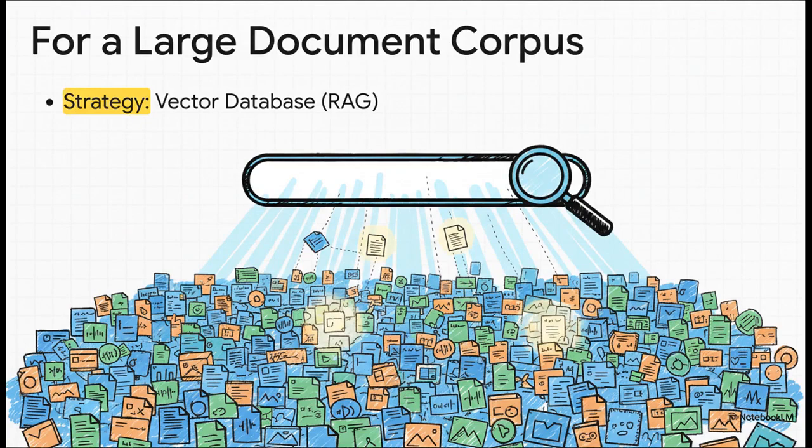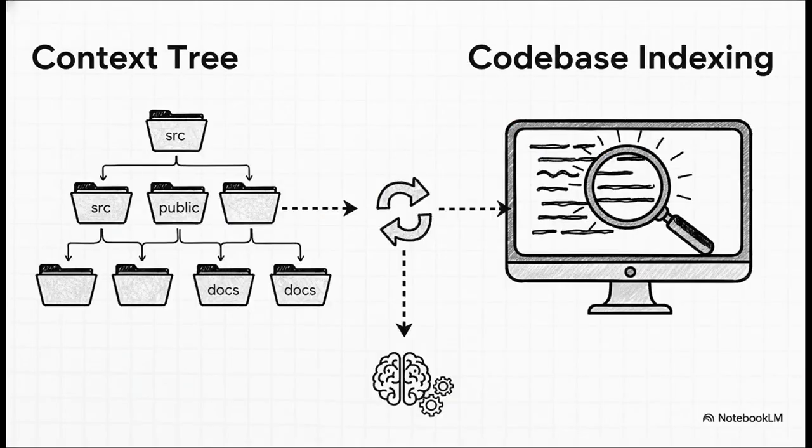But if you're trying to query a massive library of documents, like a whole company's knowledge base, then a vector database is the clear winner. This strategy, often called RAG, or Retrieval Augmented Generation, is purpose-built for doing those fuzzy, meaning-based searches over huge amounts of text. And for a coding assistant, the ideal approach is actually a hybrid. A context tree is perfect for navigating the structured folders of a project's files, while specialized code-based indexing helps it actually understand the code itself. You really get the best of both worlds, architectural understanding and semantic search.